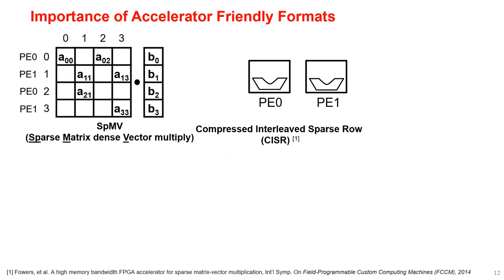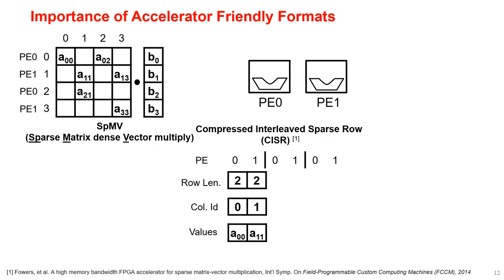The next format that I am showing is called the compressed interleaved sparse row format, or the CISR format. This format was proposed by Microsoft. In the CISR format, the number of PEs in the hardware is known ahead of time. In order to store the sparse data in CISR format, the first few rows are assigned to different PEs. For example, in this case, row 0 and row 1 get assigned to P0 and P1. Then the non-zero entries from different PEs are stored contiguously in the values array.